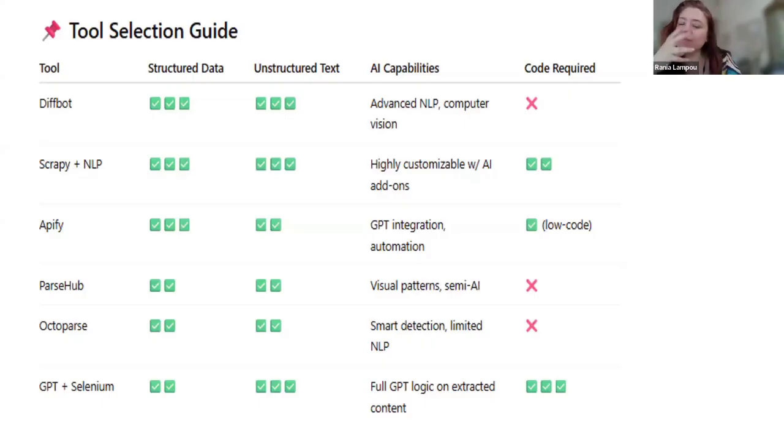Before using any tool, or before you buy any tool, it's very important to check the strengths, the weaknesses, the positive and negative points. Check first of all what the capabilities are, and if code is required. Here you can see for this tool the capabilities, the code required, and what is happening with data, how they handle structured and unstructured data.